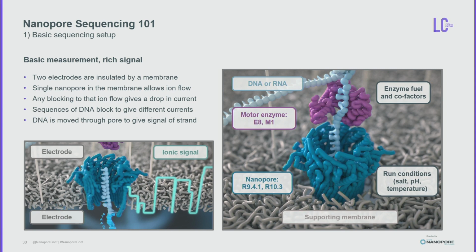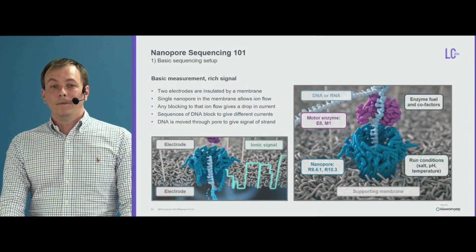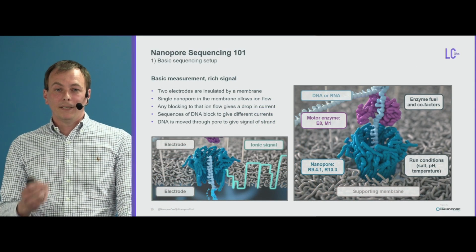So to do that, we have a motor protein. That motor protein can act on either DNA or RNA, and it moves the strand through the pore at about 400 to 450 bases a second. That motor is different for RNA and DNA.